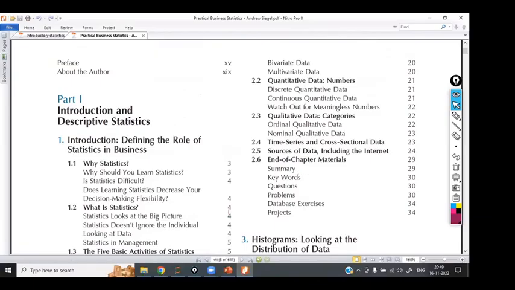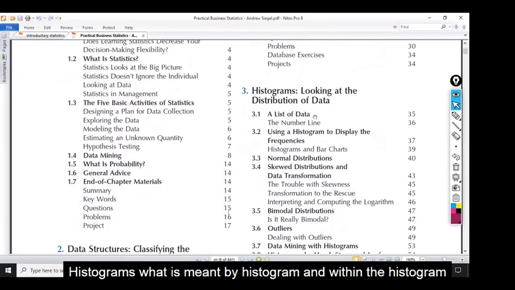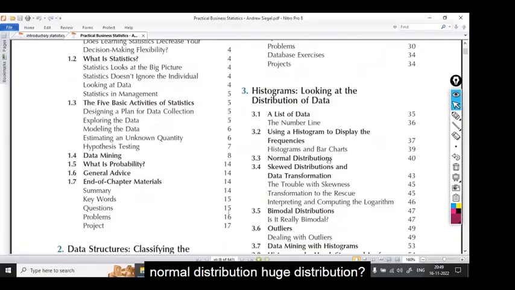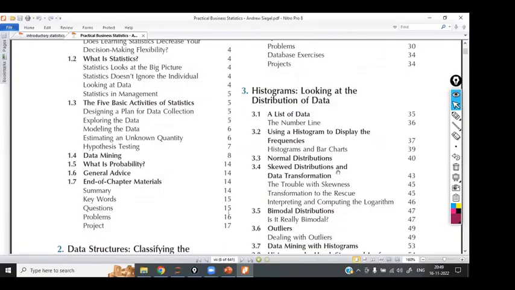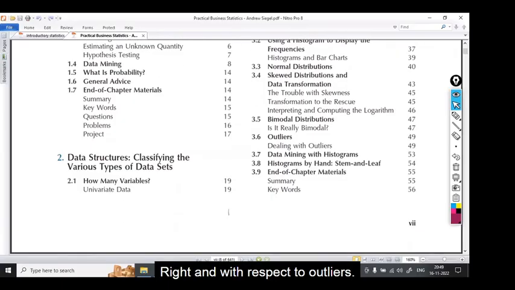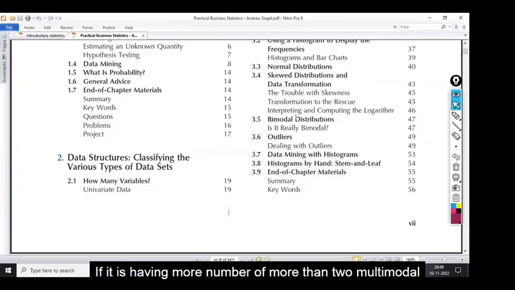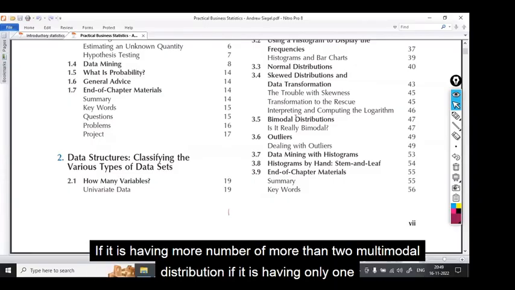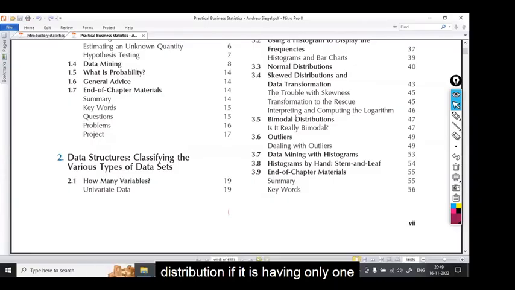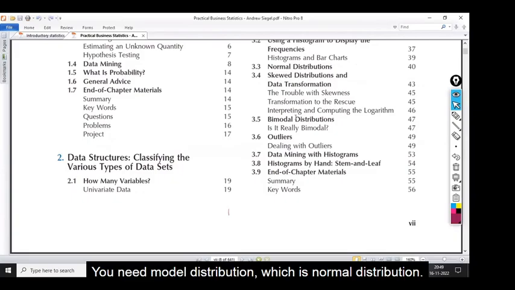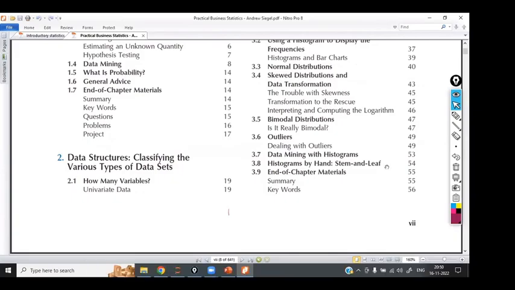Did I cover everything? Histograms. What is meant by histogram? And within the histogram, normal distribution, skewed distribution. Right? And with respect to outliers. Now, what is meant by bimodal distributions? If the distribution has two modes, it is called bimodal. If it has more than two modes, multimodal distribution. If it has only one mode, unimodal distribution, which is normal distribution.